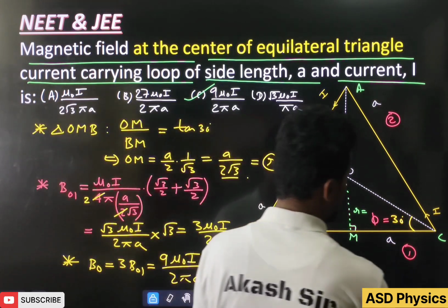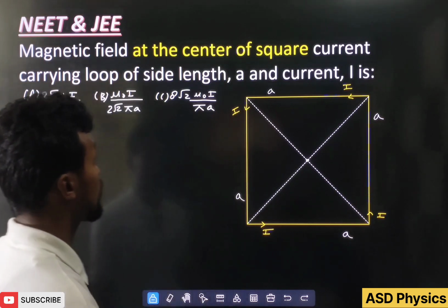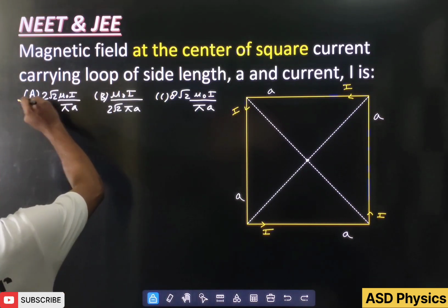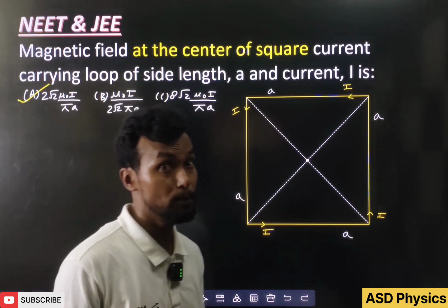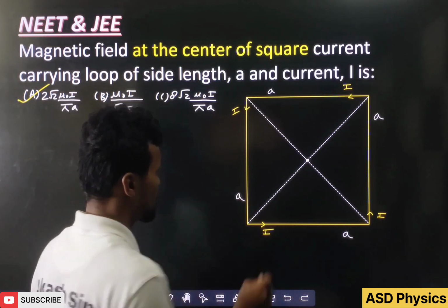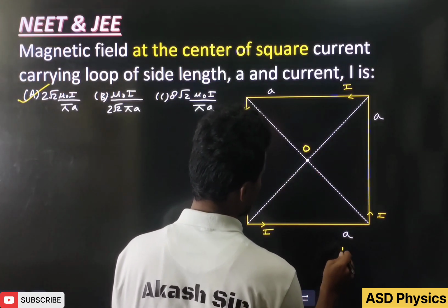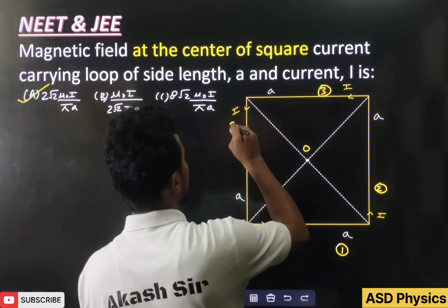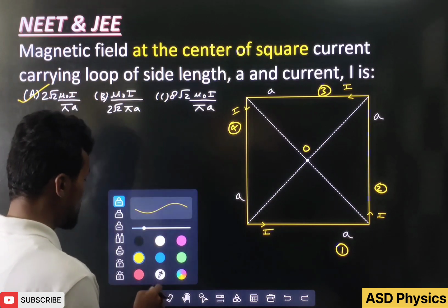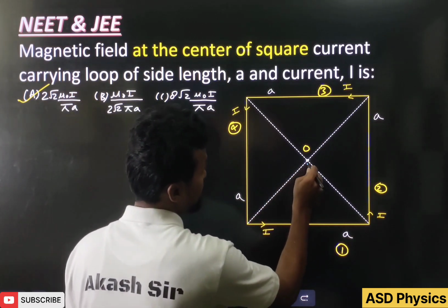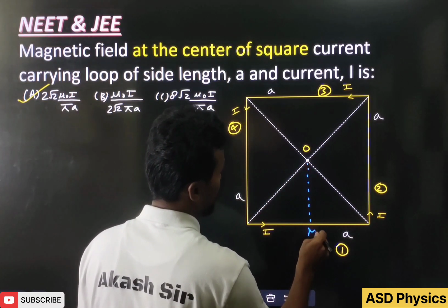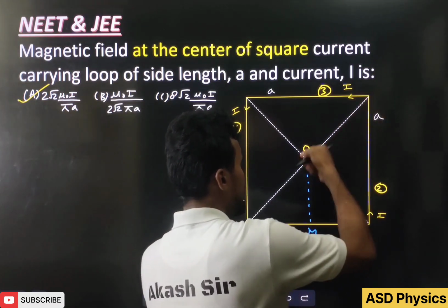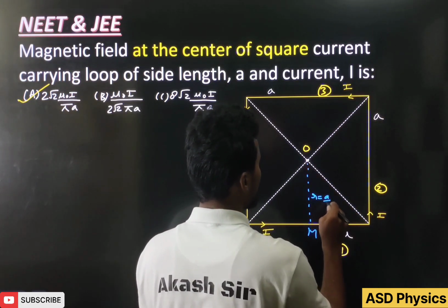Is it? Great. Now students, after that, if we talk about the square, even for the square also, remember the formula. It will come 2 root 2 mu naught I by pi a. Remember it directly because it will come in the exam. Now here also we will make section 1, section 2, section 3 and section 4. 4 sections we have made, and after that we are going to find the perpendicular distance OM. Now calculating the perpendicular distance is easy. Why? Because this is A. So this length R equal to A by 2.